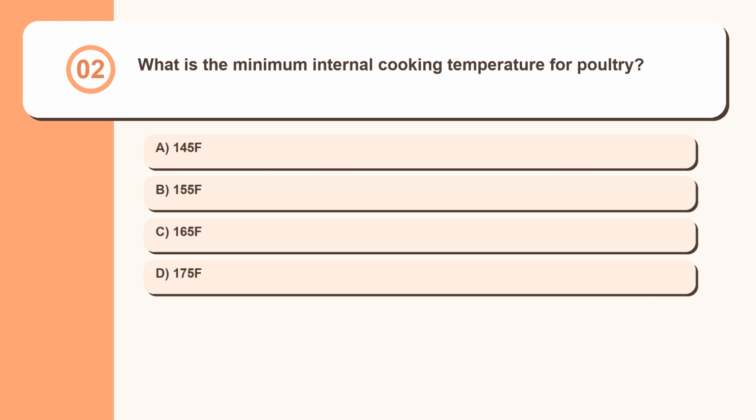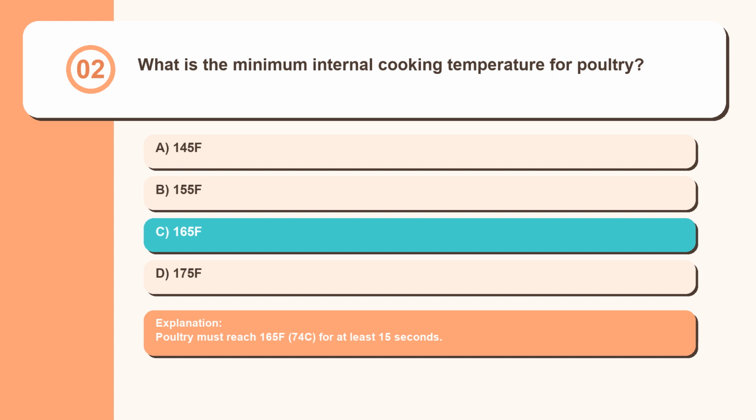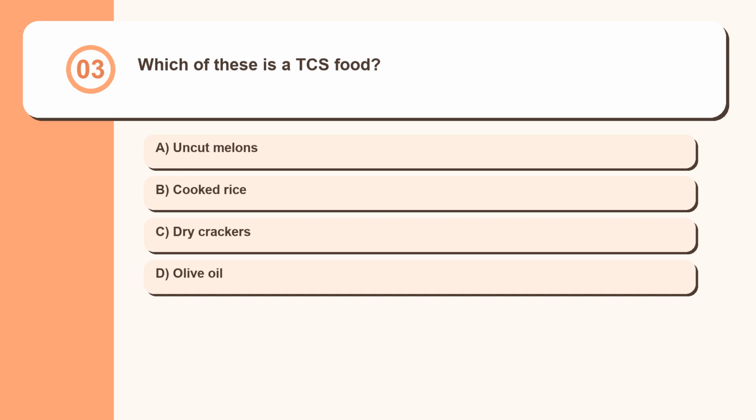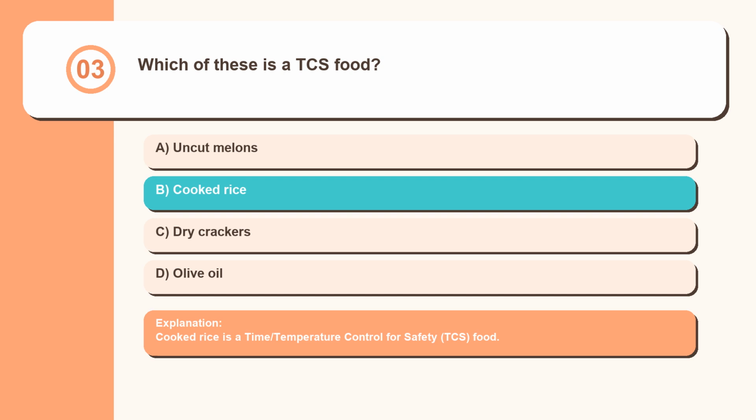Question 2. What is the minimum internal cooking temperature for poultry? 145F, 155F, 165F, 175F. Poultry must reach 165F, 74C, for at least 15 seconds. Question 3. Which of these is a TCS food? Uncut melons, cooked rice, dry crackers, olive oil. Cooked rice is a time/temperature control for safety, TCS, food.